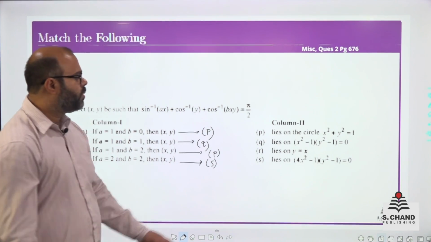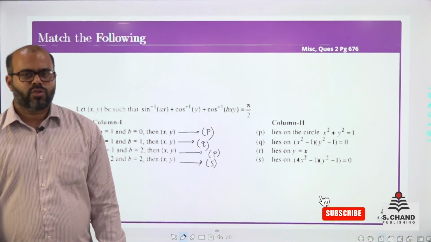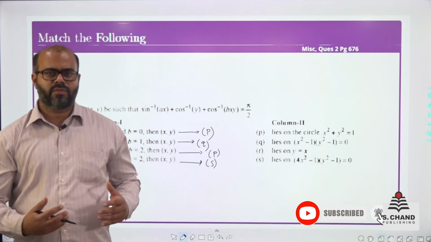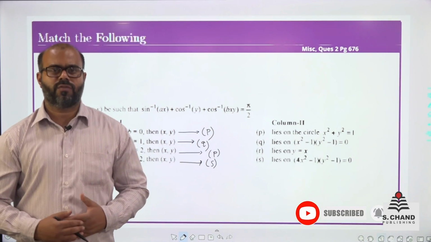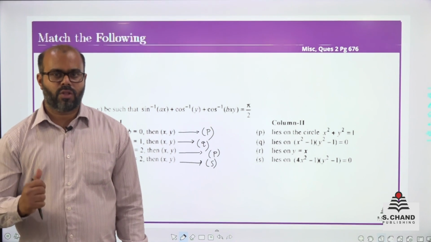So it may be possible like R, which is not mapped to anyone, so it is not getting mapped. So these are all the theories and questions which were very important in respect of inverse circular functions or inverse trigonometric functions. Keep practicing. All the best.